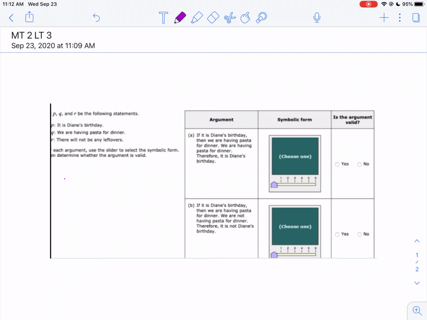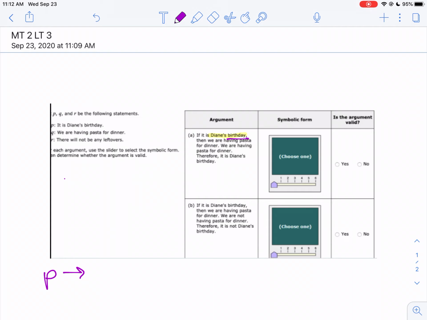So if we take a look at letter A, it says if it is Diane's birthday. So it is Diane's birthday is P. It's an if-then statement, so we represent that as an arrow. Then we're having pasta for dinner. Pasta for dinner is our Q.